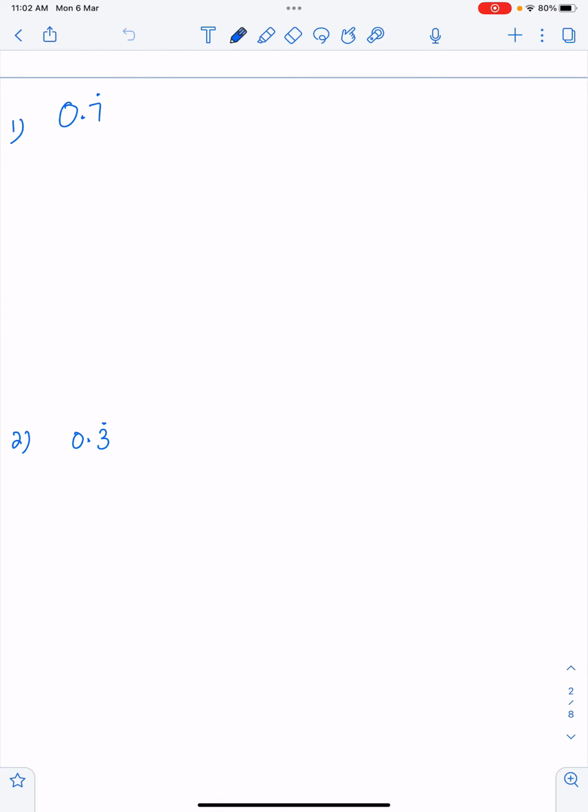It's 0.7 and there is a dot over it. Dot over the 7 actually means this number is a recurring decimal where 7 is recurring in this number. Okay, how do we go about doing it? Since there's just one digit after the decimal and that digit is being repeated, you write 7 upon 9. And this becomes the final answer because you cannot simplify it further.